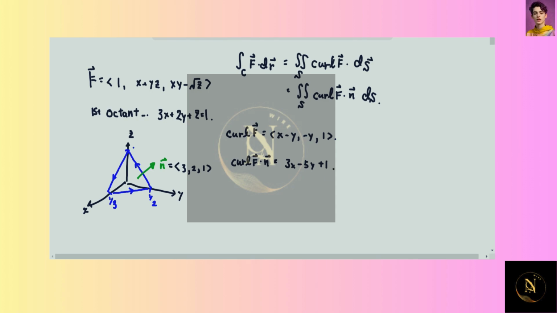So what we're going to evaluate is the double integral of 3x minus 5y plus 1 through the surface S. And it's quite a straightforward integration, so I am not going to use any sort of cool tricks. Straightforwardly, I'm going to evaluate it. So I will choose y and x to be my limits of integration. For the x, I know that it goes from 0 to 1/3.